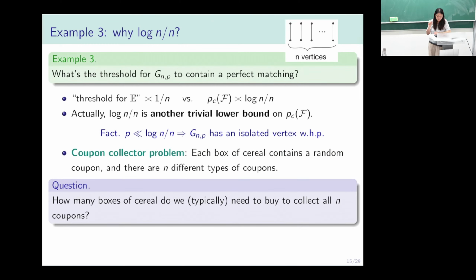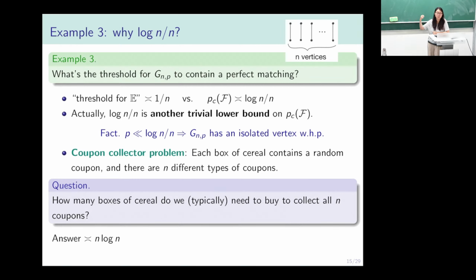So the problem is each box of cereal contains a random coupon, and there are n different types of coupons. And then our question is, how many boxes of cereal do we typically need to buy to collect all n coupons? And here I wrote typically because if we are unlucky, then it will take forever. But we don't consider that unlucky case. But typically, how many cereal do we need to buy? And do we know the answer? Yeah, like n log n. Oh, good. Yes, the answer is n times log n up to a constant factor.